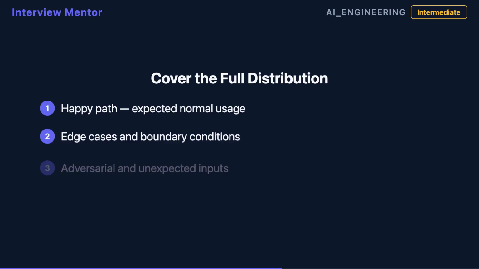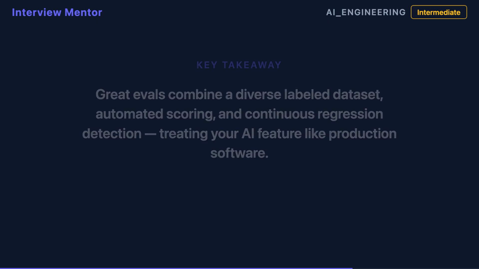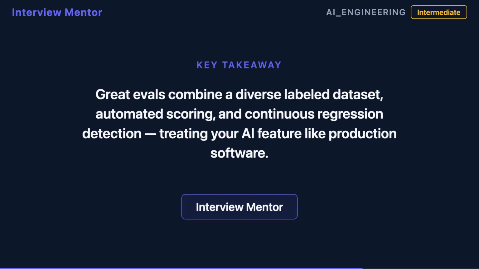Finally, your dataset needs to cover the full distribution, not just the happy path. Include edge cases, adversarial inputs, multilingual text, empty inputs, and known failure modes. A narrow eval gives you false confidence. Great evals combine a diverse labeled dataset, automated scoring, and continuous regression detection, treating your AI feature like production software.